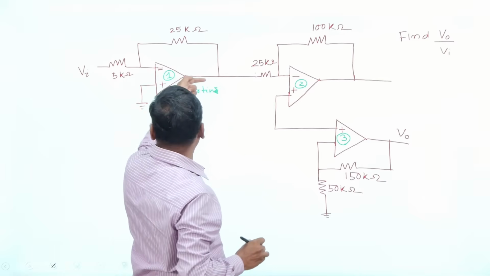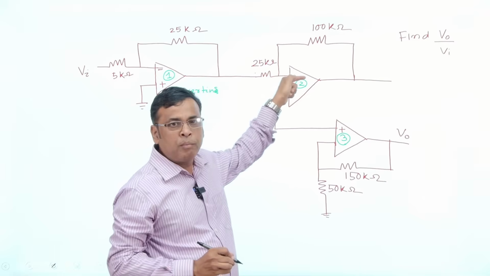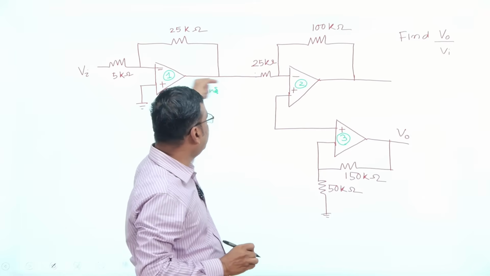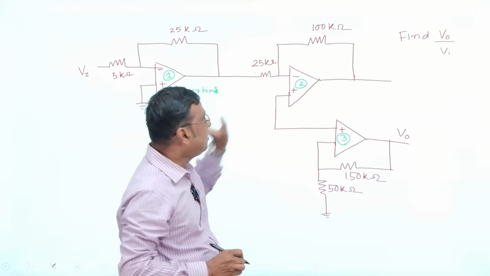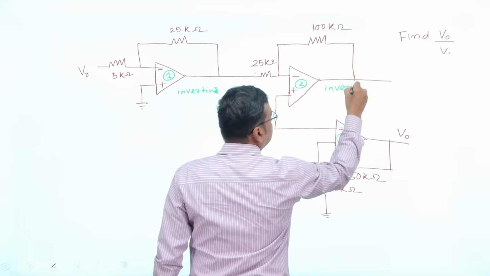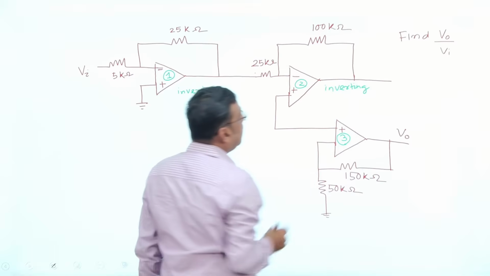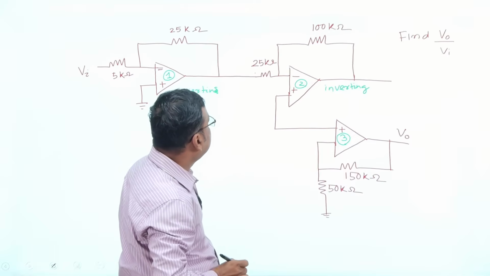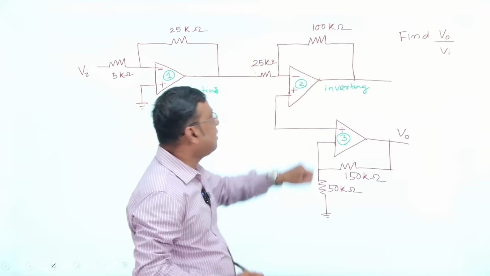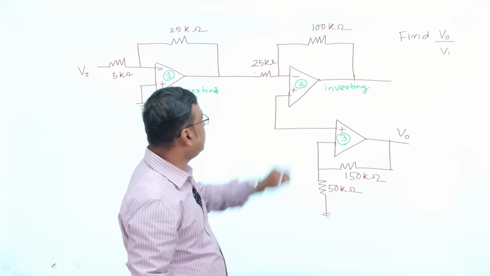Whatever the output of this op-amp 1 is given to the input to the second op-amp, that is op-amp 2. Since this voltage is given to the inverting terminal, this is also inverting. Again, this is your inverting. And whatever this value, like this, is plus terminal. Tell me, plus terminal means what?